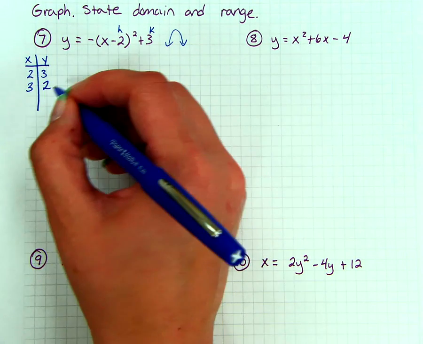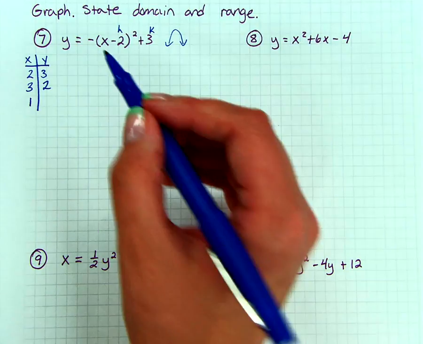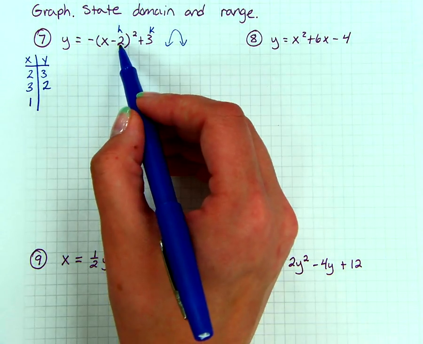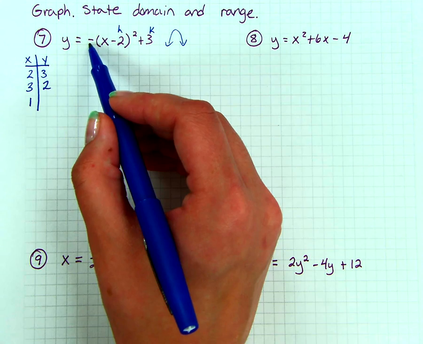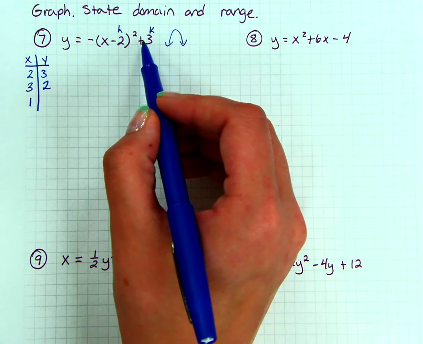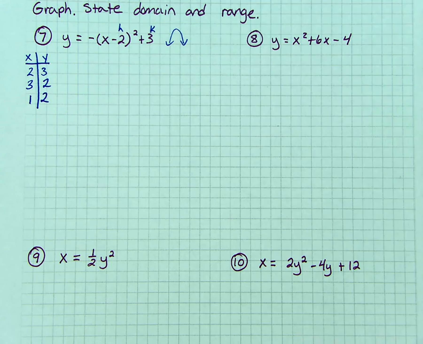And then if we choose 1, again I'm just subtracting 1 from that. 1 minus 2 is negative 1. Negative 1 squared is 1. Times the negative is negative 1. Plus 3 is 2. Okay. And I just require 3 points. Some people might require 5, so then you would just keep adding your numbers.